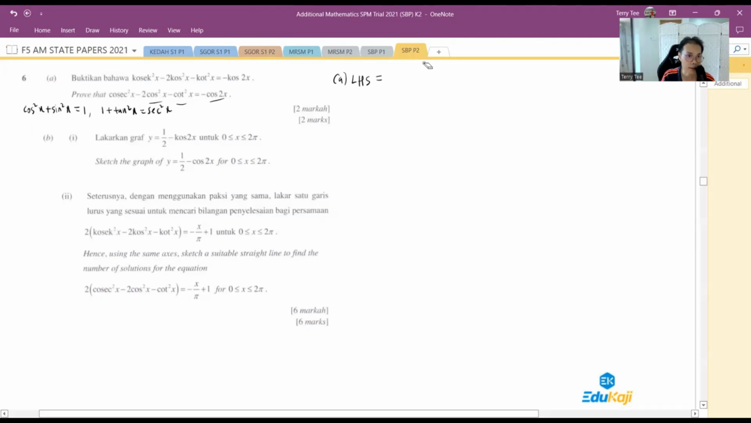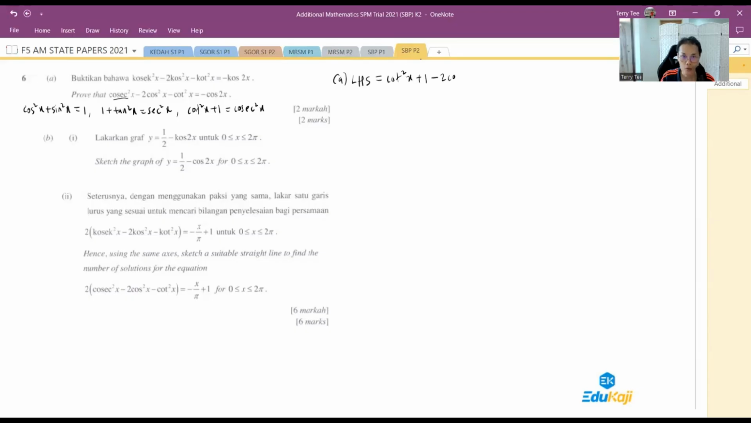So I can't use the first one. I can't use the second one because there's no secant, there's no cos and sine. And the third one, I divide by sine. I get cotangent square x plus 1 equals cosecant square. So in this case, you can see I have to use the third formula. Starting from here, I'm going to replace my cosecant square with cotangent square x plus 1.